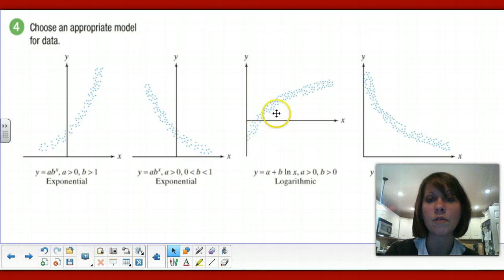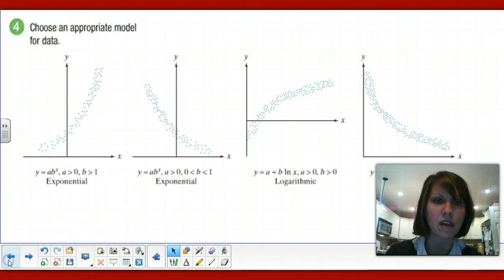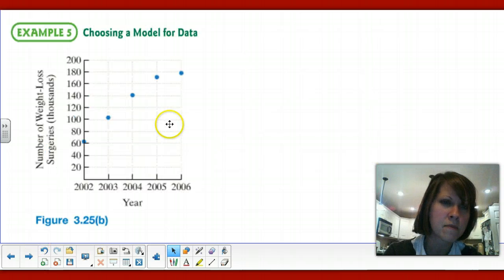That would be a logarithmic, and then this is a decaying logarithmic, where we have this vertical asymptote, and then it's decaying here. All right, choosing a model, so we're going to look at this and decide what it looks like is going on. Which of these 4 graphs do you think that looks the most like? To me, it looks the most like one of those logarithmic ones.